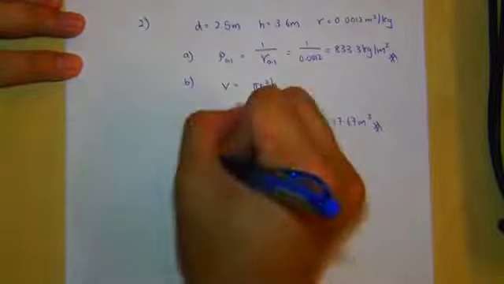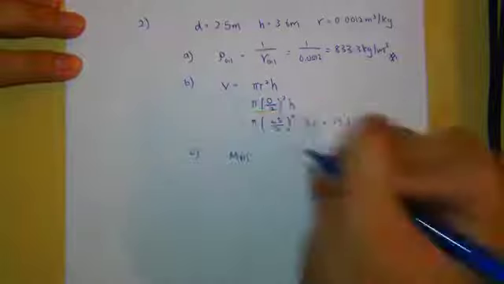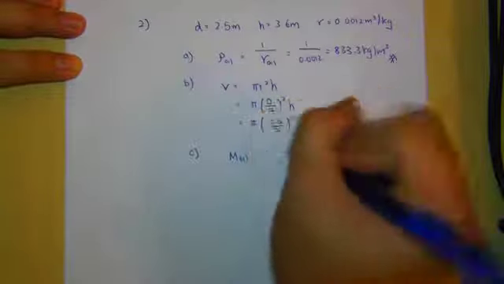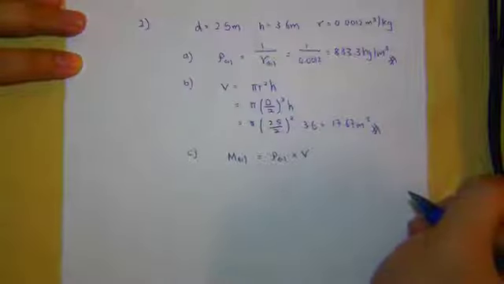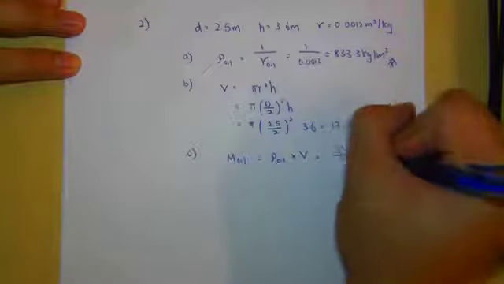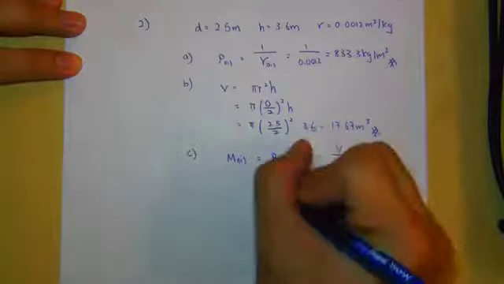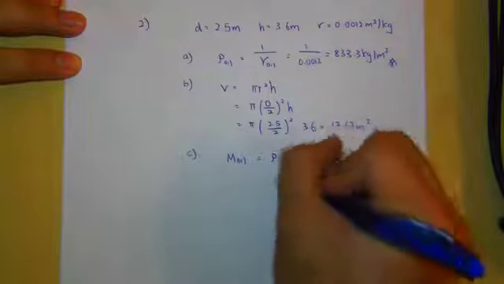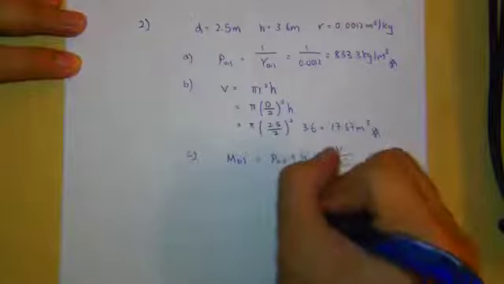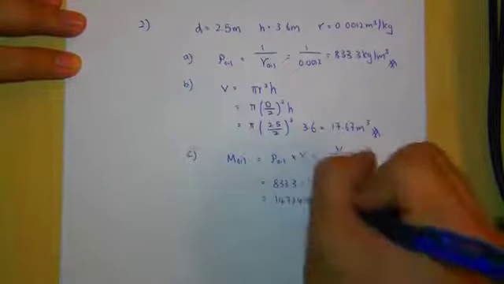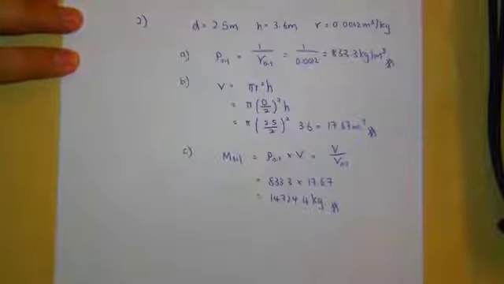and lastly for C, we are asked to determine the mass of oil. Okay, so in this case the mass of oil can be found using the density of oil multiplied by the volume of the container. Alternatively, another formula to use is the volume of the container divided by the specific volume of the oil. Either way is the same, so I'm going to use the first one, which is going to be 833.3 multiplied by 17.67, and this will give me 14724.4 kg. Alright, that's it for question number 2.